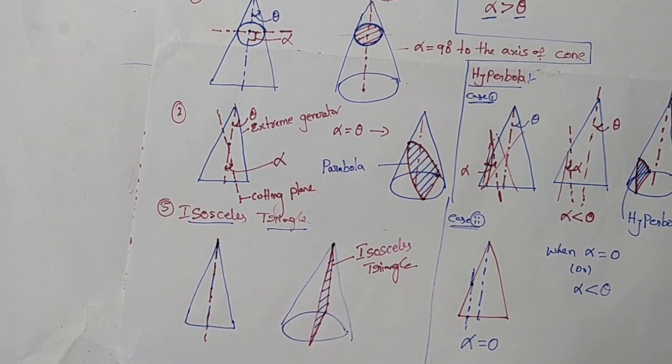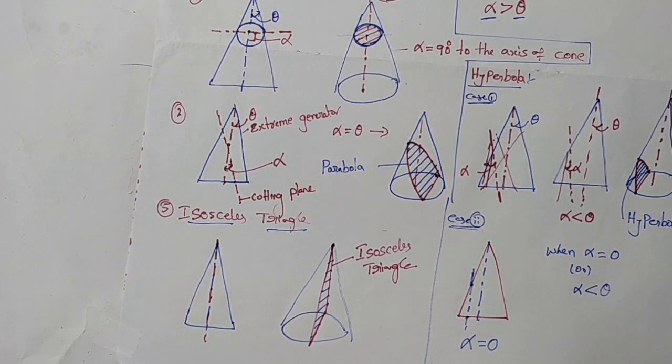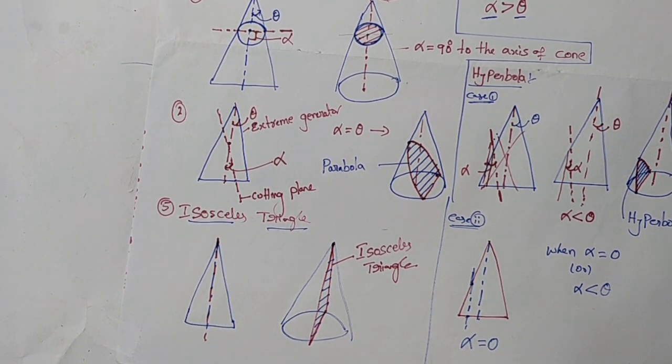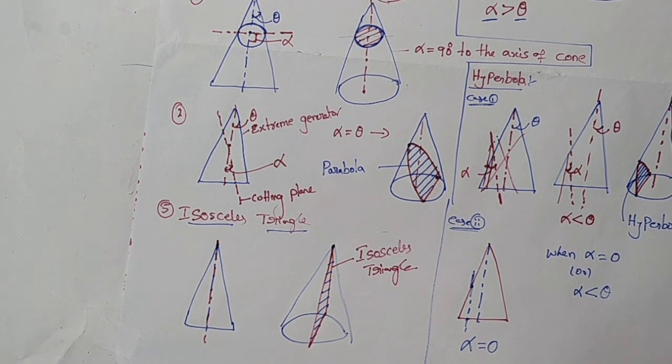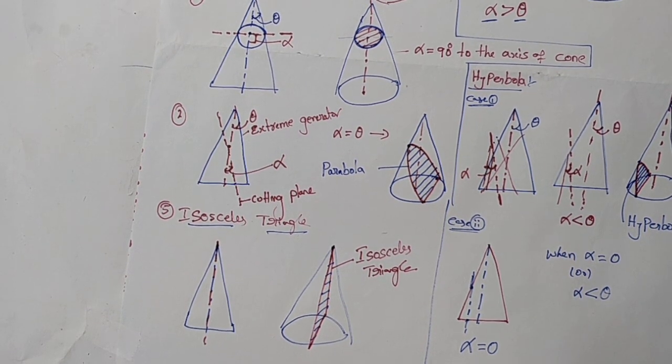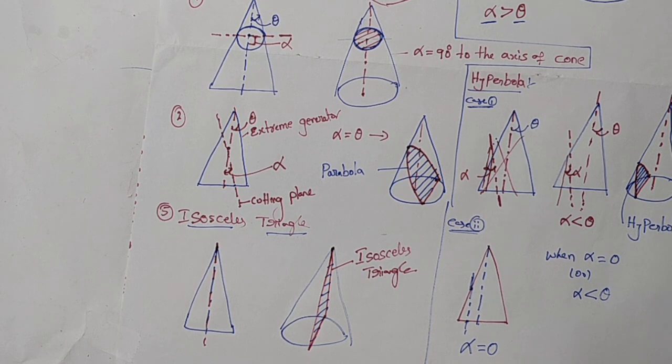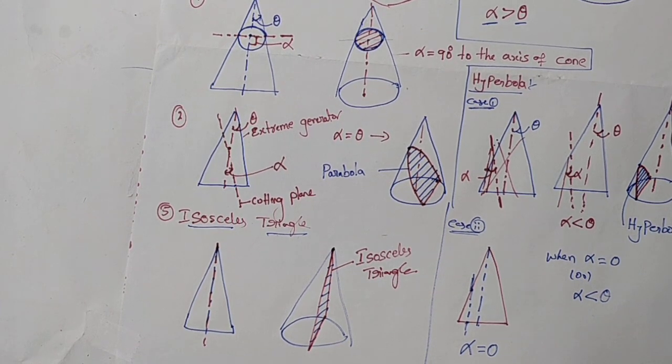Next, coming to the fifth one, isosceles triangle. This isosceles triangle is formed due to the cutting of a cone when the cutting plane passes through the axis, that is the angle of the cutting plane is 0, and it passes through the apex. The surface formed is known as isosceles triangle.